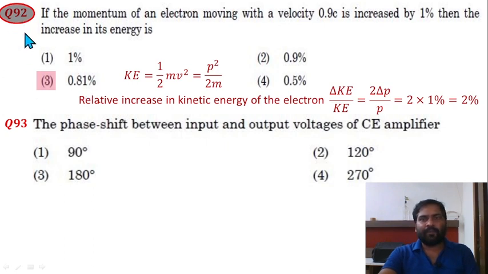Okay, you can cross check from your side. और बहुत सारे आंसर गलत दिए हैं, तो आई कांट गारंटी कि उन्होंने सही दिया है. तो आंसर शुड बी 2% here. Question 93. The phase shift between input and output voltage of common emitter amplifier equal to always 180 degree. Option 3rd is going to be correct.